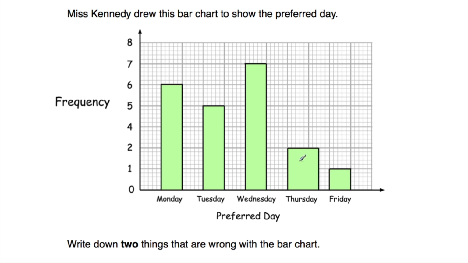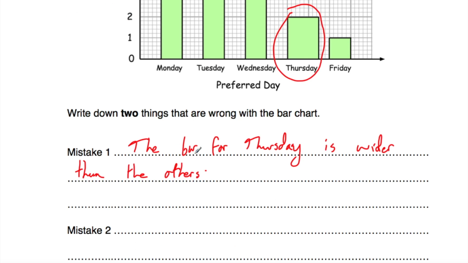But if we have a look at the bar for Thursday, it's wider than the other bars. It's actually got a width of 1, 2, 3, 4, 5, 6, 7 little boxes. So it's wider than the other ones. Whenever I was drawing a bar chart, I wouldn't have one bar that's wider than the others. So let's write that down. That's mistake 1: the bar for Thursday is wider than the other bars.